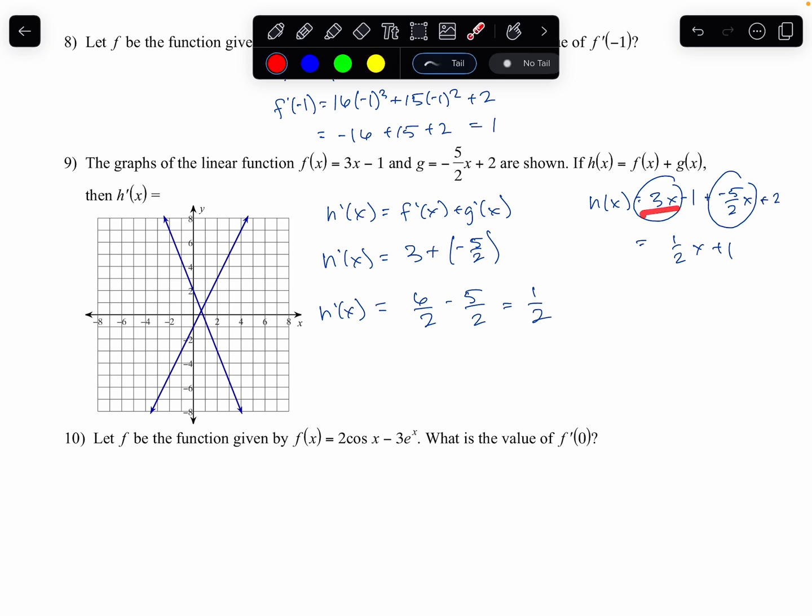Because that's going to be 6 over 2, right? 3 is the same thing as 6 over 2 minus 5 over 2. That's going to be just 1/2. Yeah, there you go. Okay.